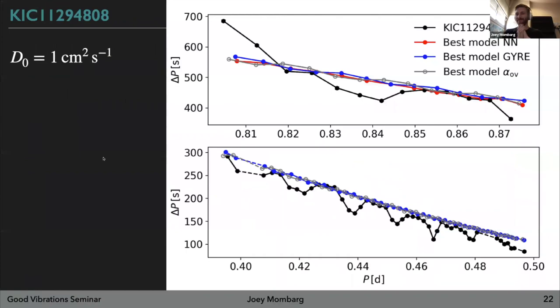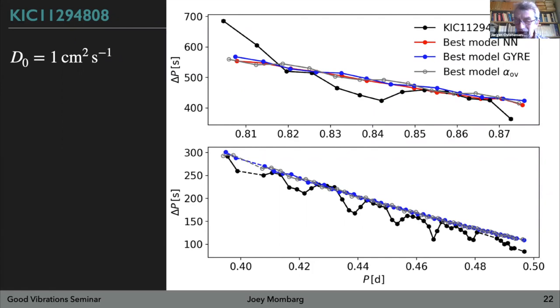What I don't understand is that if we look at the lower one, you don't match the oscillations in the period spacing, which of course is a very strong diagnostic. So does that mean that there's no glitch behavior in the models, either in the neural network or the directly computed model?